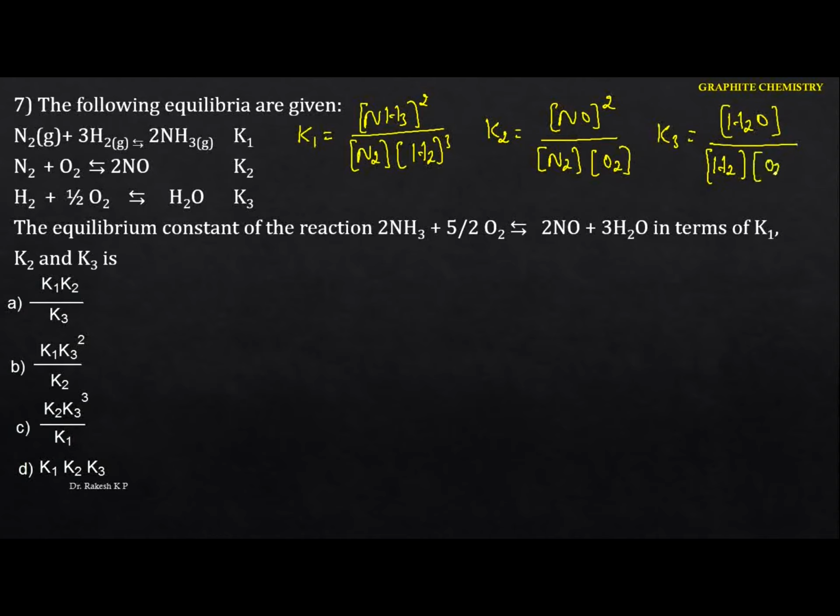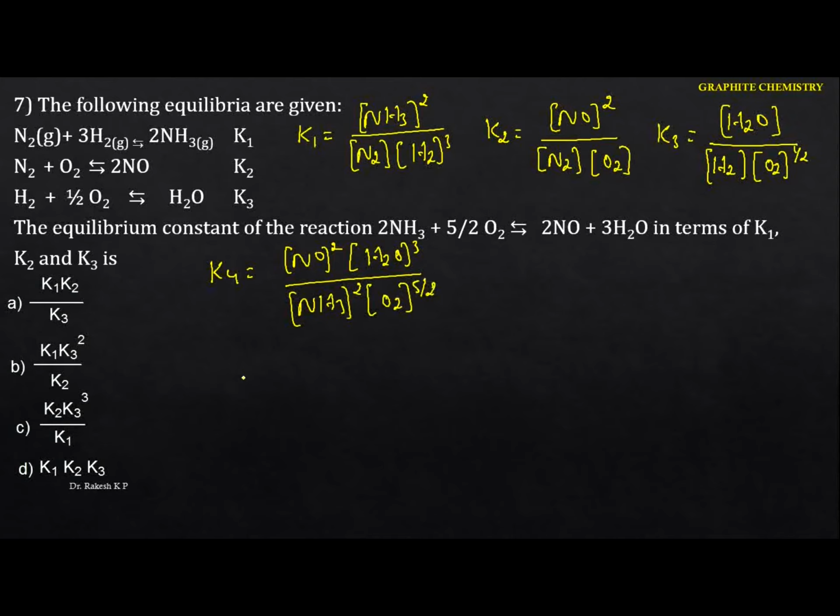Now see this one. This is for K1, K2 and K3. This one I can take as K4. Just go to K4 here. The product is nitric oxide. I'm going to write it in this form: power 2, and here is H2O power 3, divided by NH3 power 2, and the next thing is the molar concentration of oxygen power 5 by 2.